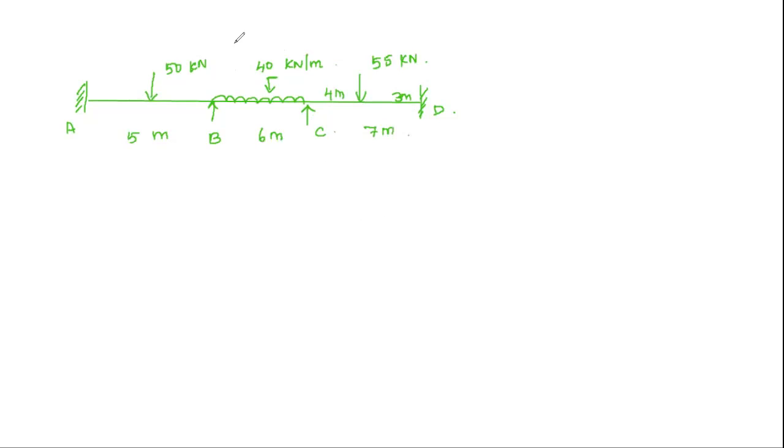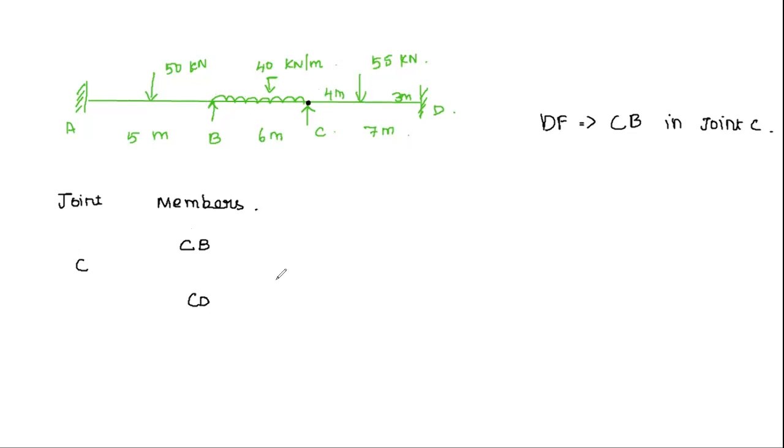So we are going to find out the distribution factor. We know how to find the distribution factor. So what is the joint? We have to find the distribution factor for member CB in joint C. For joint C, what are the members connected to it? Look over the drawing. The members connected to joint C are CB and CD.